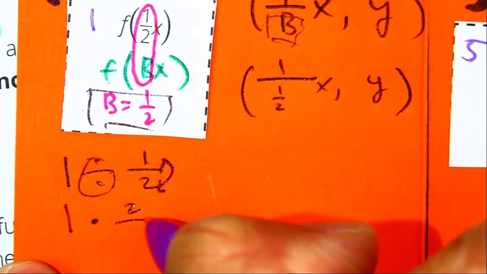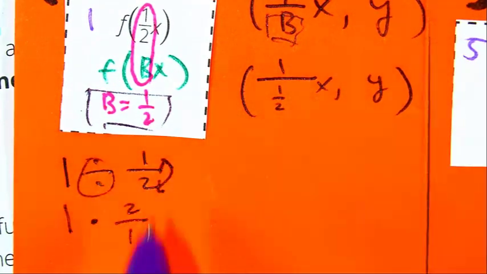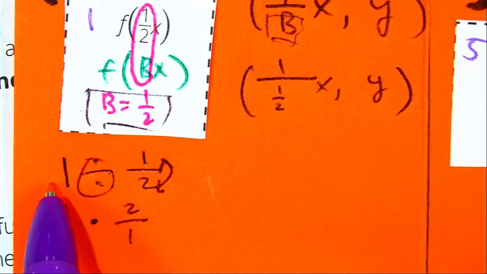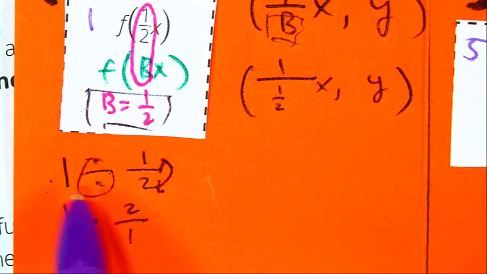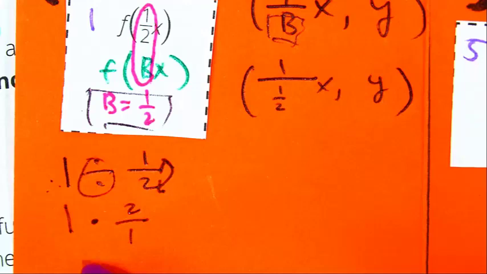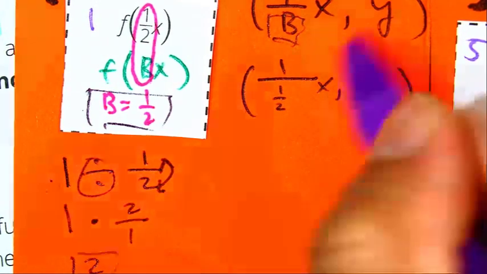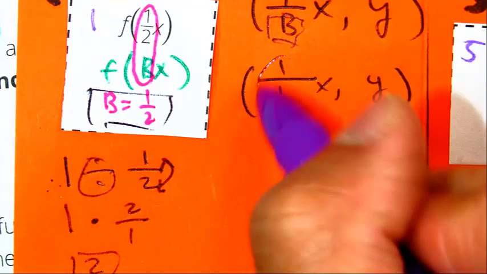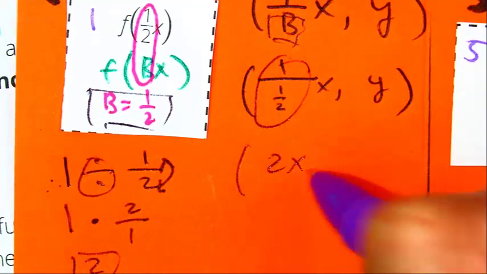We flip this one. The reason why, if you think about this, if you had $1, and the question is how many groups are there of 50 cents? There are 2 50 cents in $1, so the answer is 2. 1 times 2 is 2. Okay, what does this mean? All of that turns into 2x comma y.